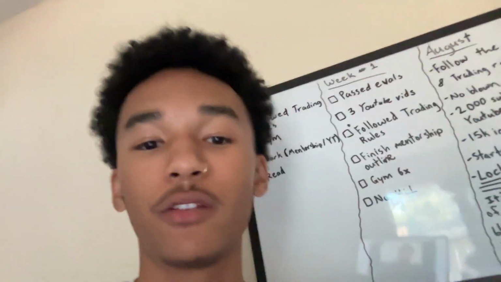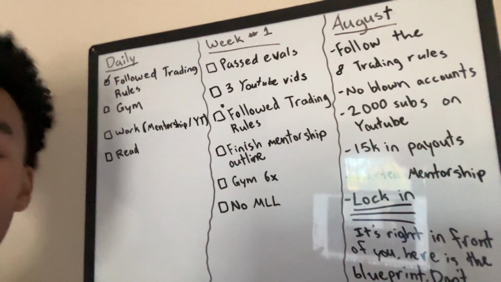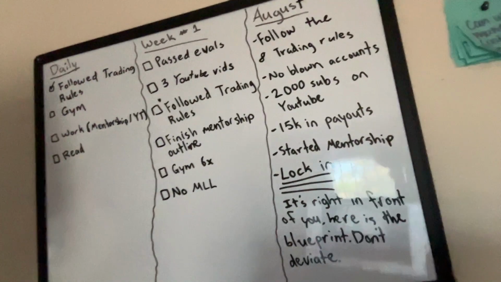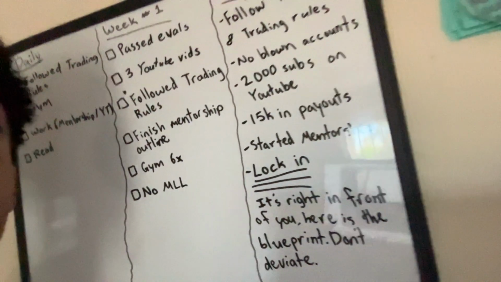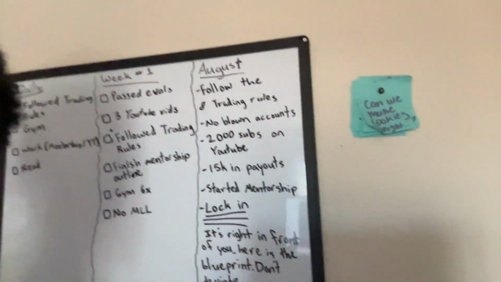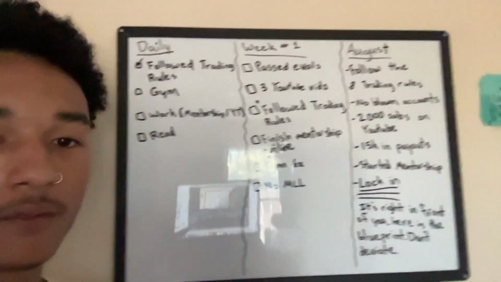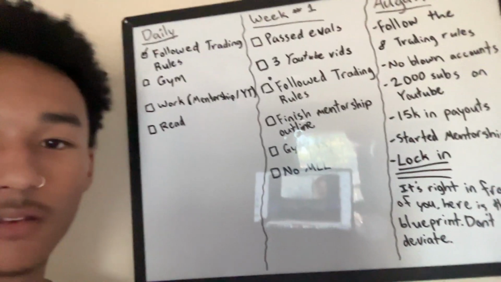And then I also have my other whiteboard that has the month, the week, and the daily. So for the month, we'll start with the month. Try and get this right. Let me move these. Actually, it doesn't matter. Okay, I'm like dyslexic when it's inverted. All right, so August. Follow the 8 trading rules. Those are the 8 trading rules.